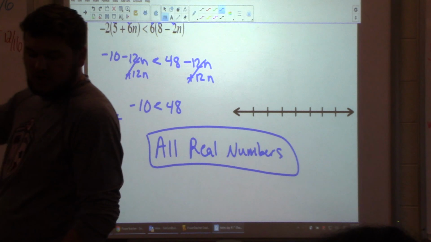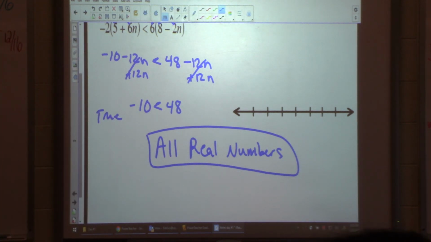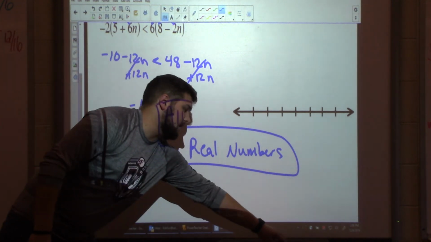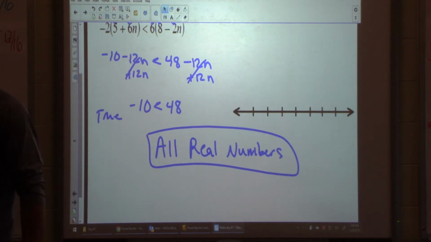Now, hey, what do you think happens if I cancel out all my variables and it's a false statement? No solution. Right? So if it's a false statement, it becomes no solution because nothing's going to work with it. Alright. Any questions? We knocked it home.